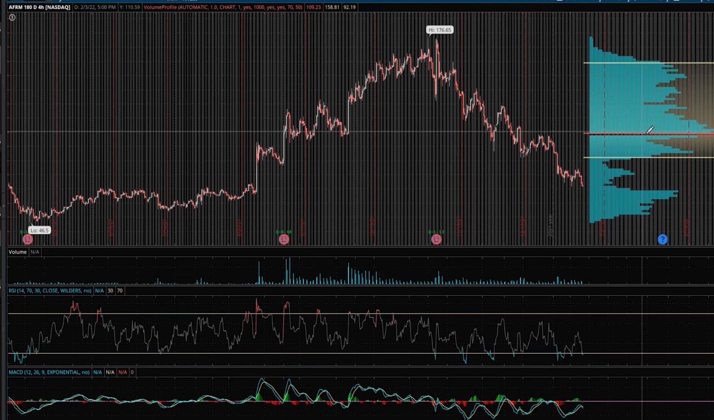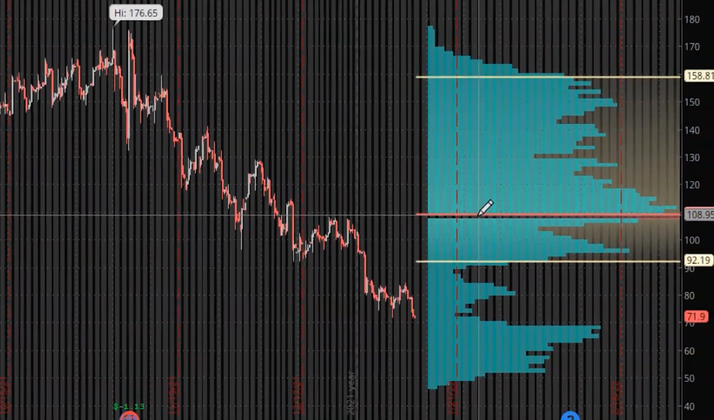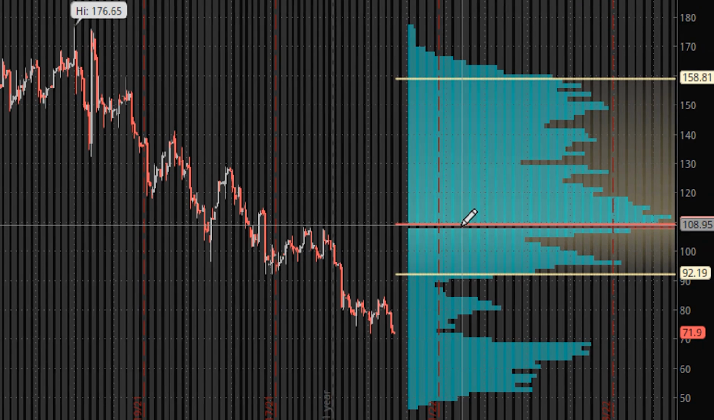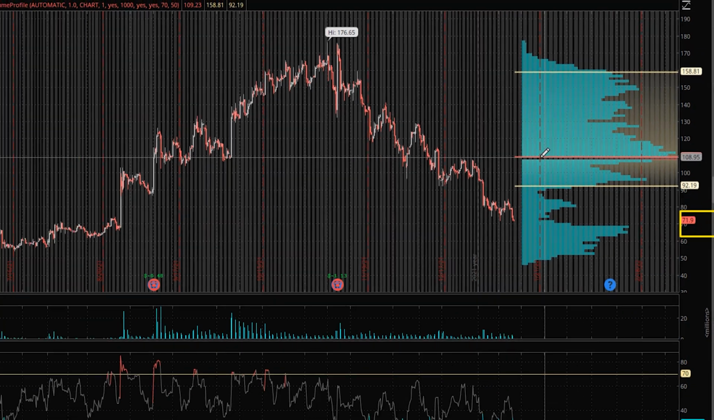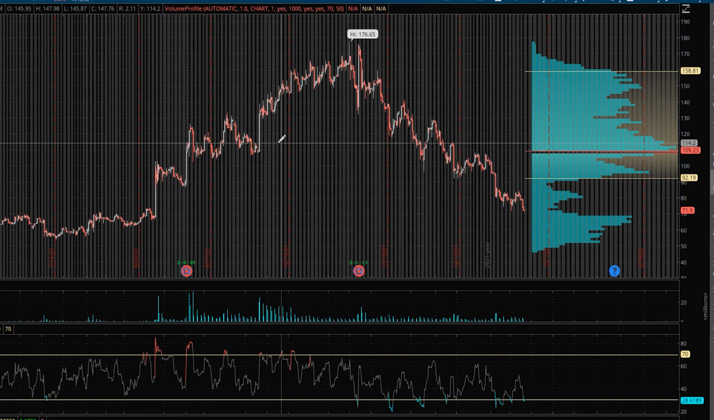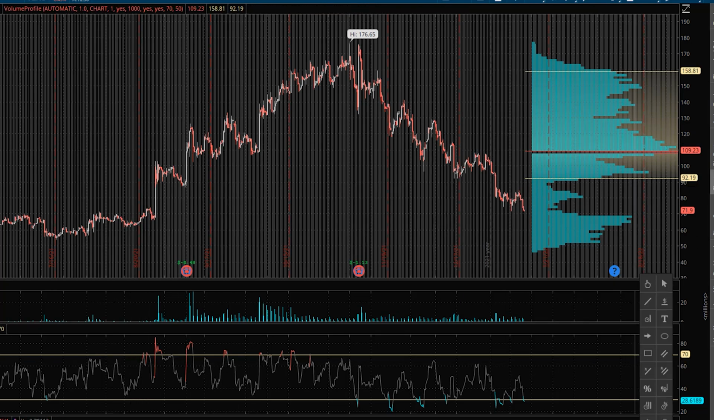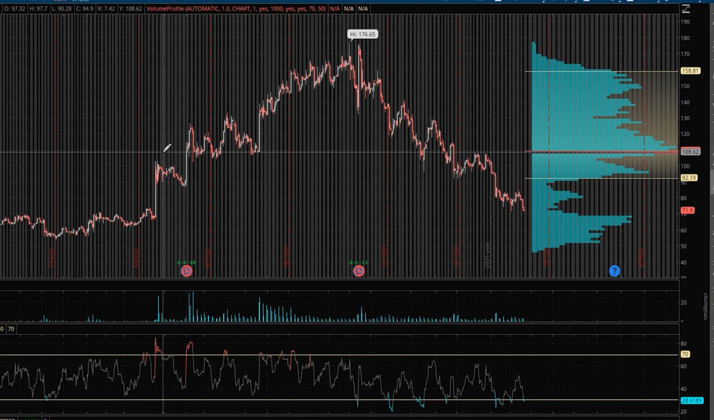And something that you're going to see is that, over here, the POC, the point of control, that's where the most volume is, right, for these price levels. So we see that around $108.95, right? There's a lot of volume. There's a lot of people buying. There's a lot of people selling. And so when you see that, it sets up these areas of support and it sets up these areas of resistance. We're going to kind of just draw these areas.